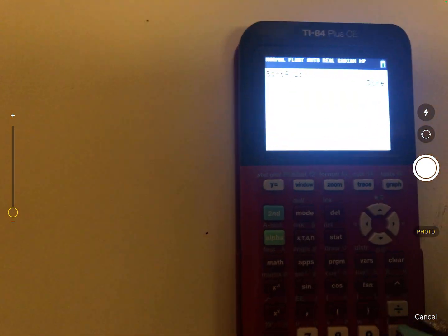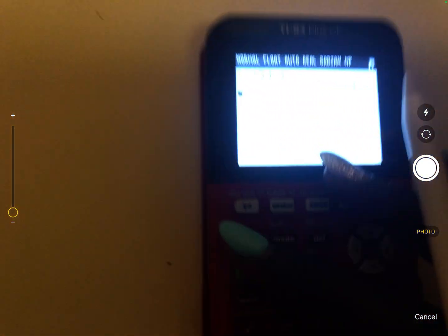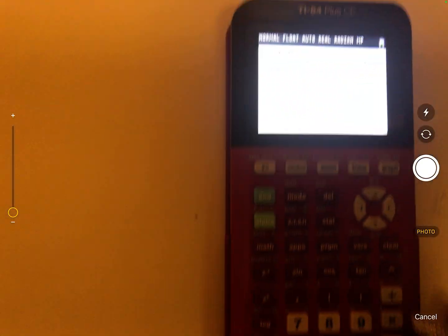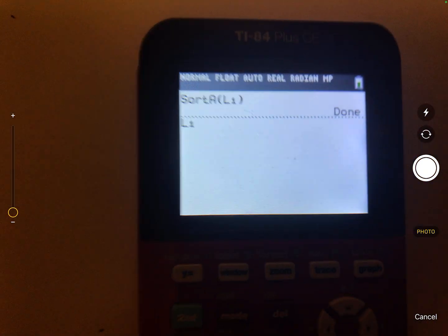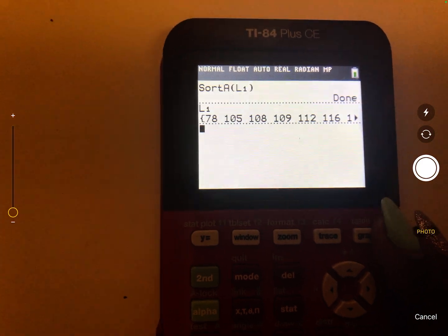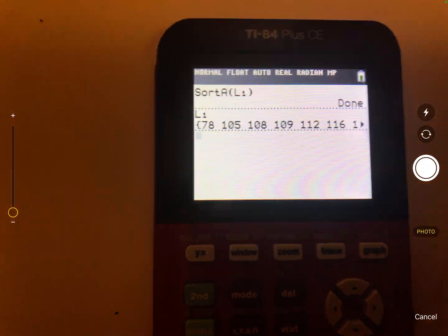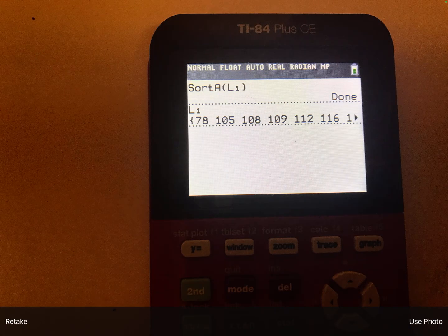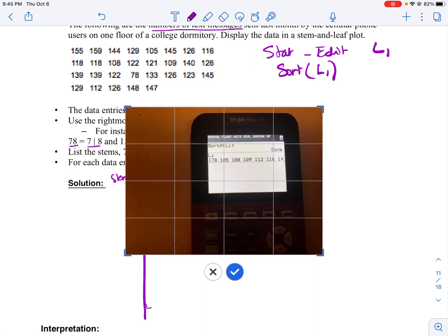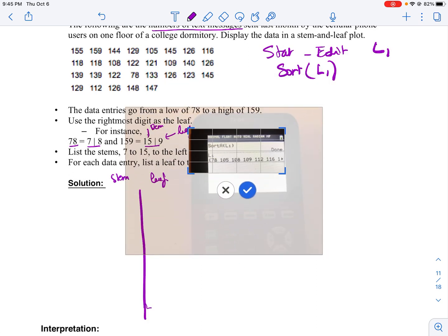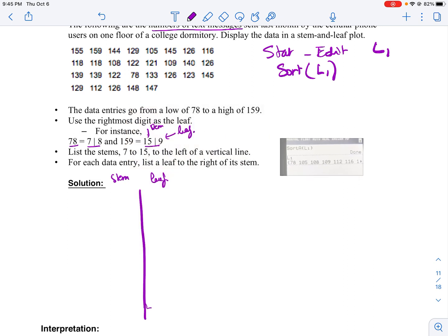If you go to second quest, and of course, you do second function, and you select L1, press enter, there goes your data as well. Okay, so we're going to use that to just graph our stem and leaf plot really quickly.